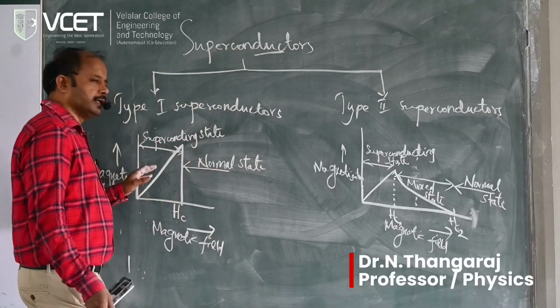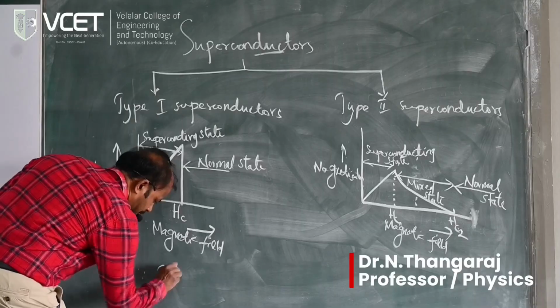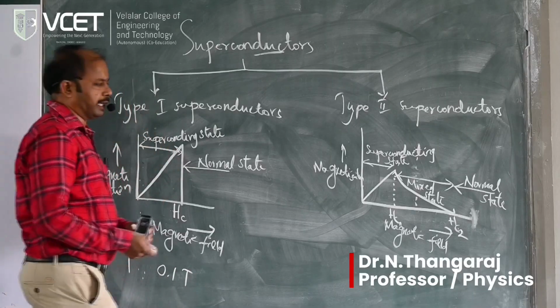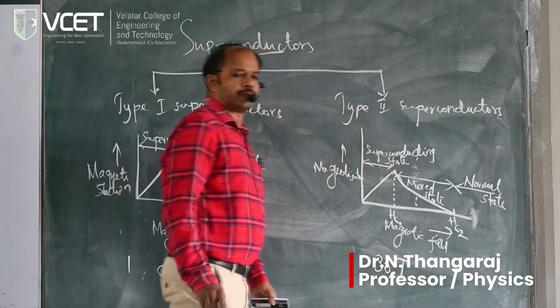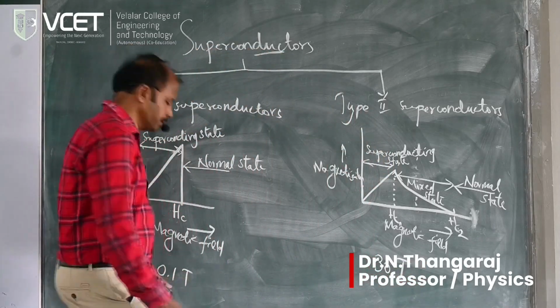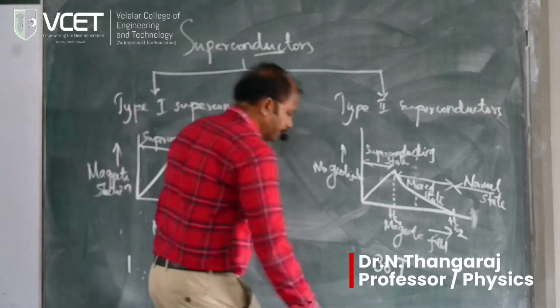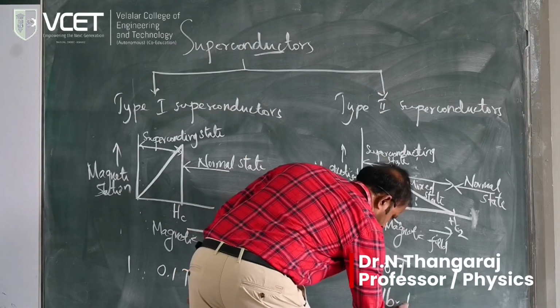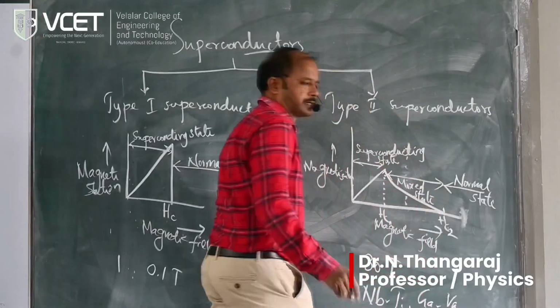Here the maximum known field is 0.1 Tesla. Here the known magnetic field is 80 Tesla. Here the examples are tin, mercury, like that. Here, niobium, titanium, gallium, vanadium, etc.